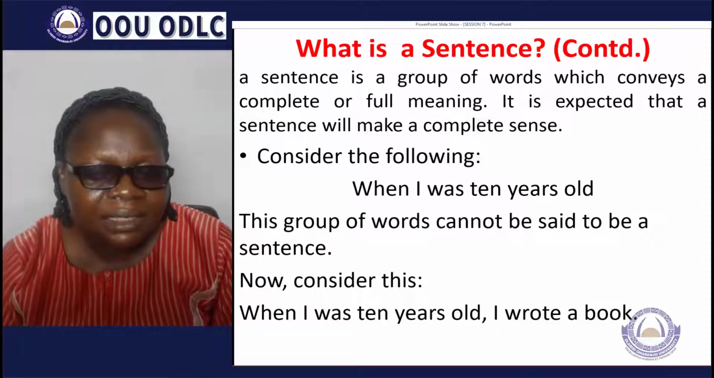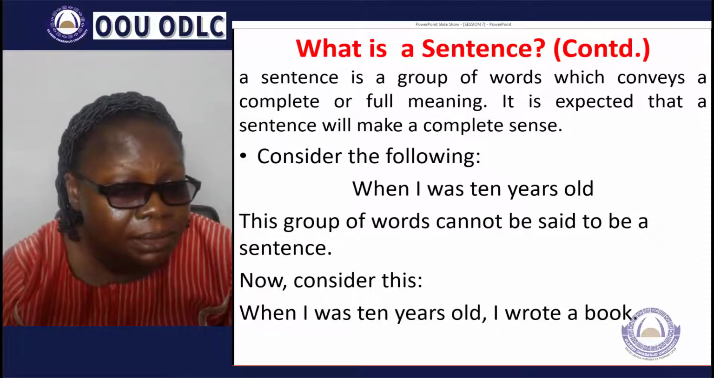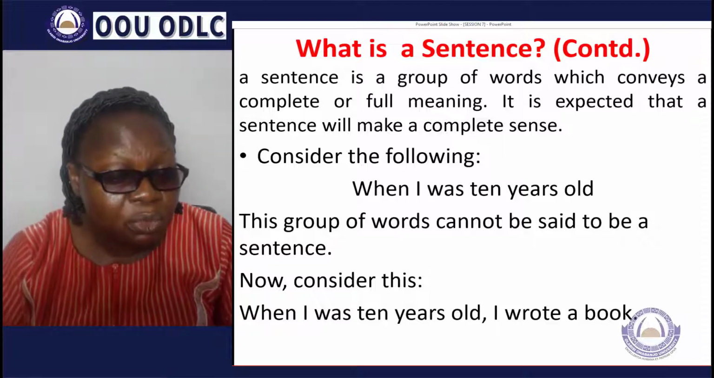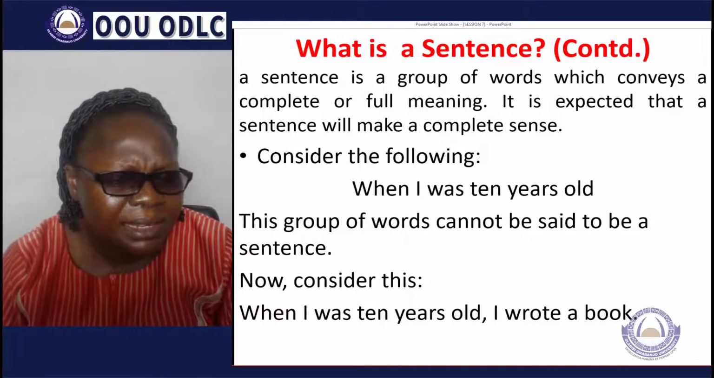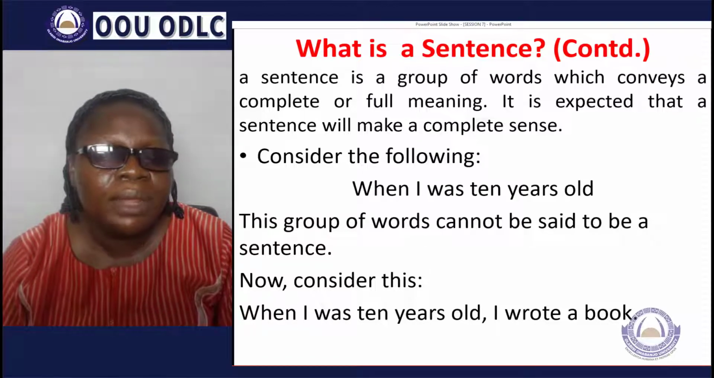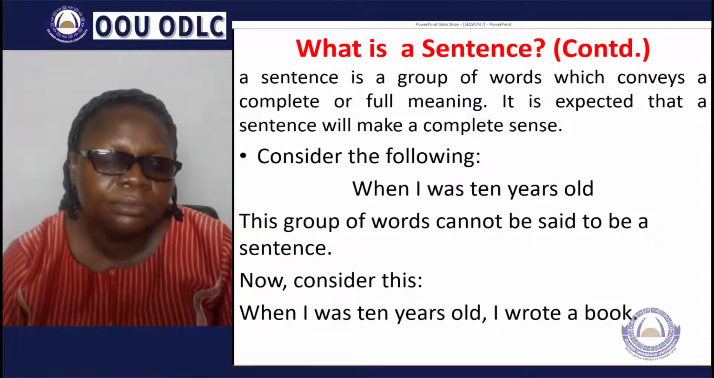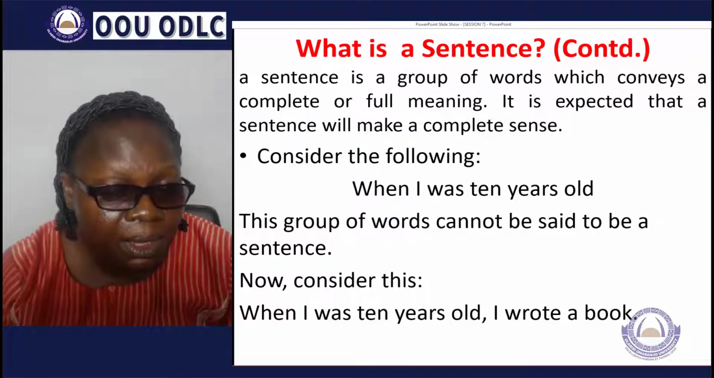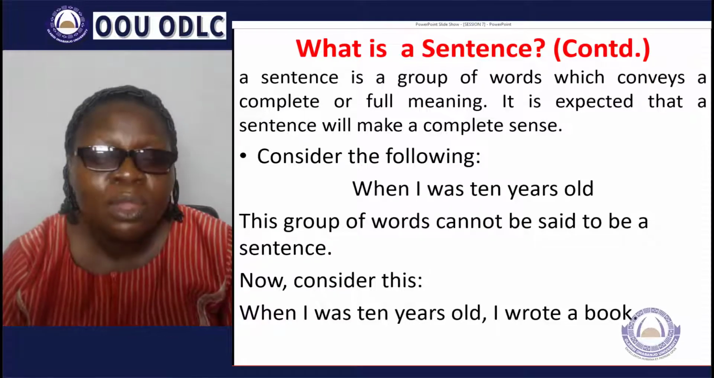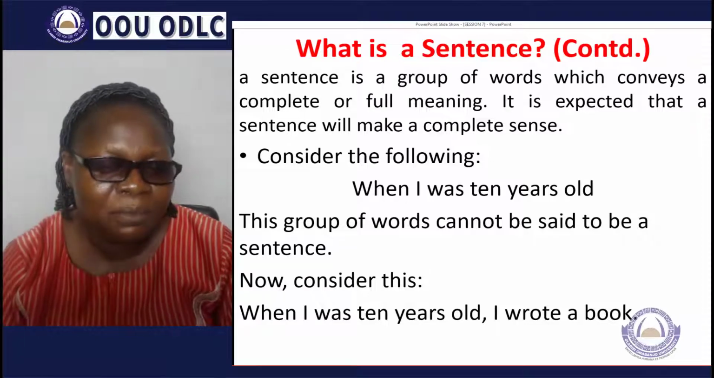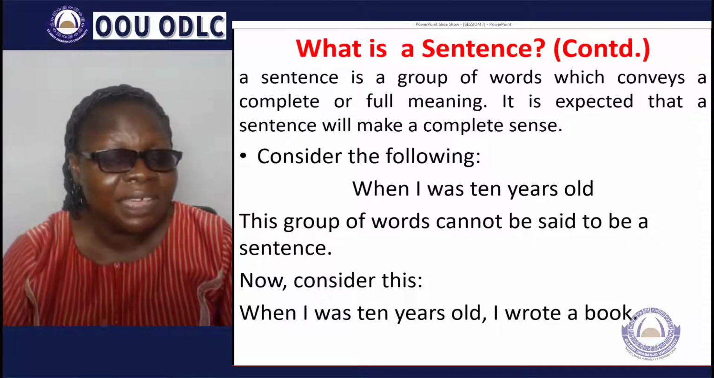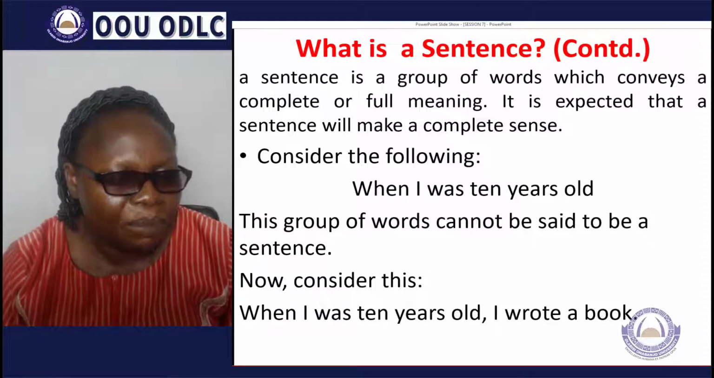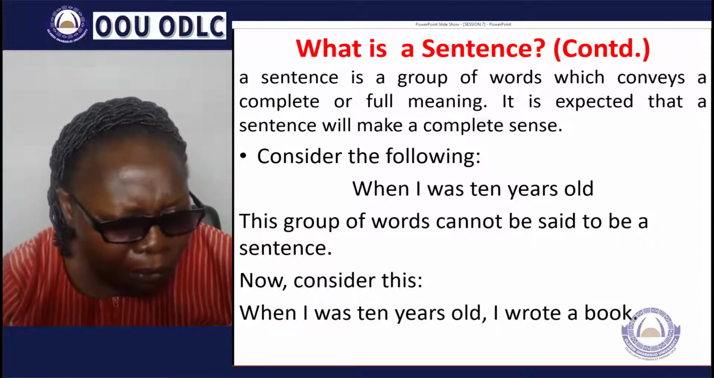It is expected that a sentence will make complete sense. A sentence should be able to convey to you a complete thought. Consider the following. When I was 10 years old. If I stand before you and I say, oh, good morning, when I was 10 years old, and I keep quiet, then I look at another person, oh, good afternoon, when I was 10 years old. Does that make any sense to you? No, it doesn't.